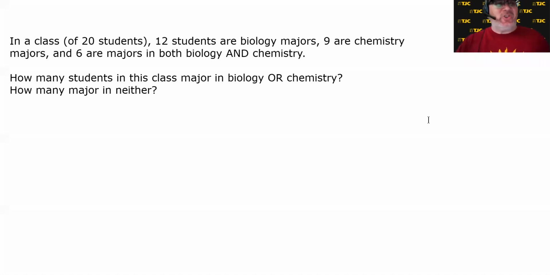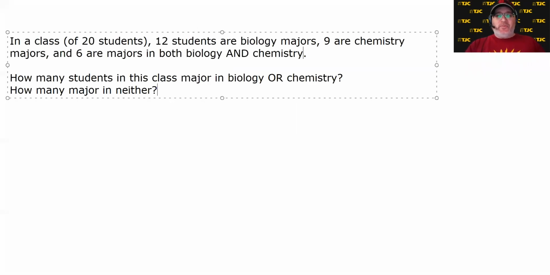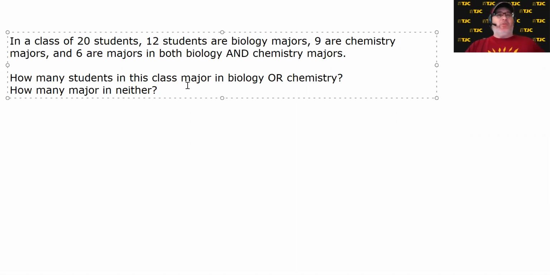All right, let's take a look at this example. In a class of 20 students, 12 students are biology majors, 9 are chemistry majors, and 6 are both biology and chemistry majors. That word was kind of important, and in retrospect, I don't think I need these parentheses. Originally, that number wasn't going to be needed to calculate anything, but since I put this follow-up question, it will be. You'll see what I mean in just a moment.